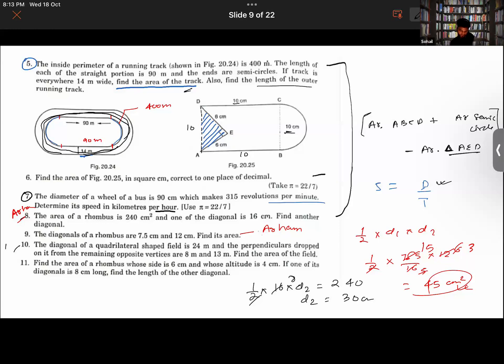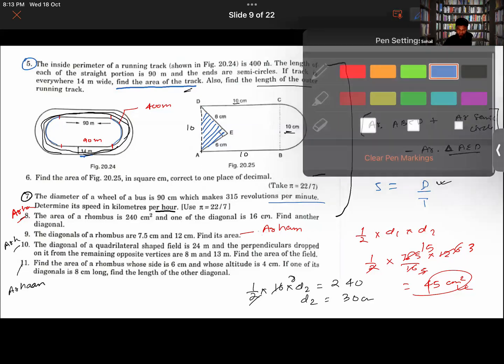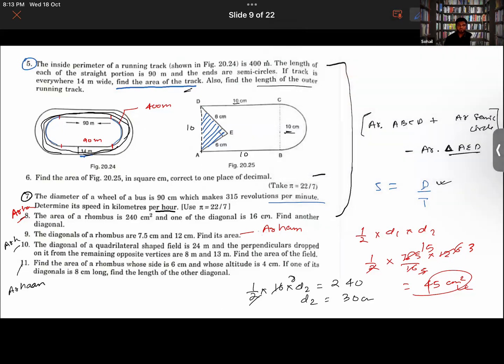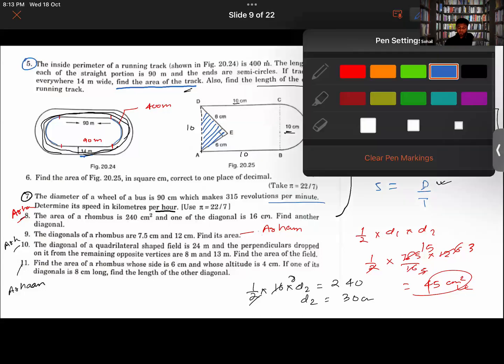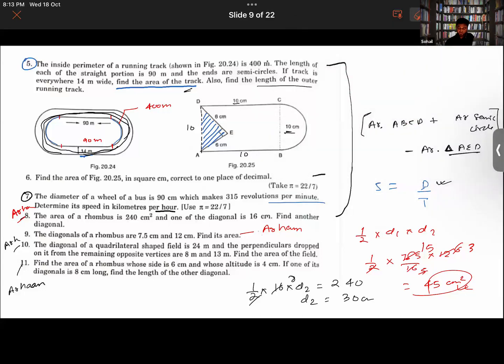Question number 10. Arham, you solve this one. Sir, what was the formula to find the area of a quadrilateral? Simply base into height? No, that is for a parallelogram.